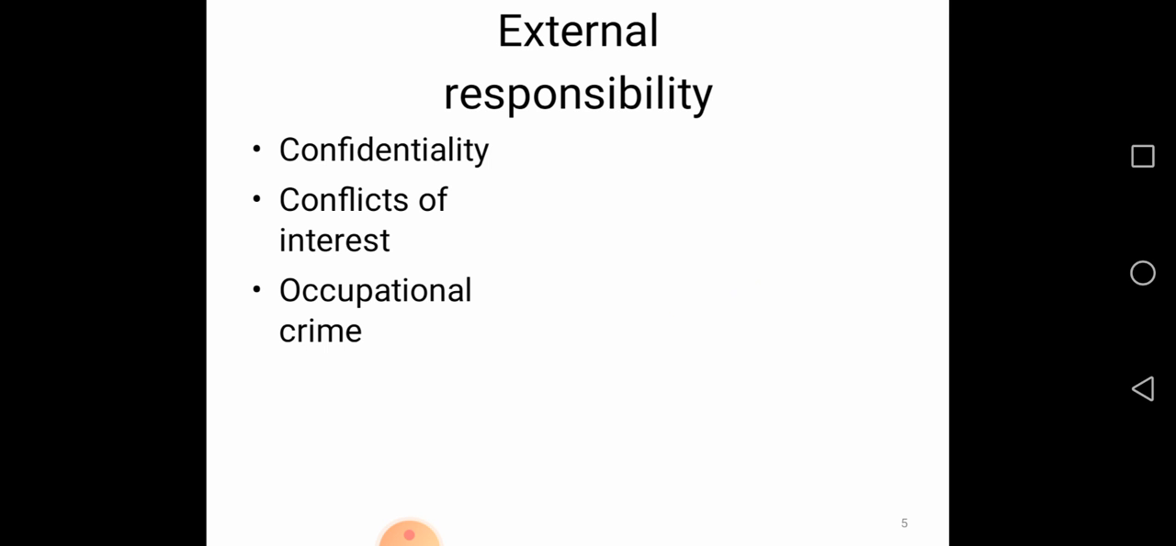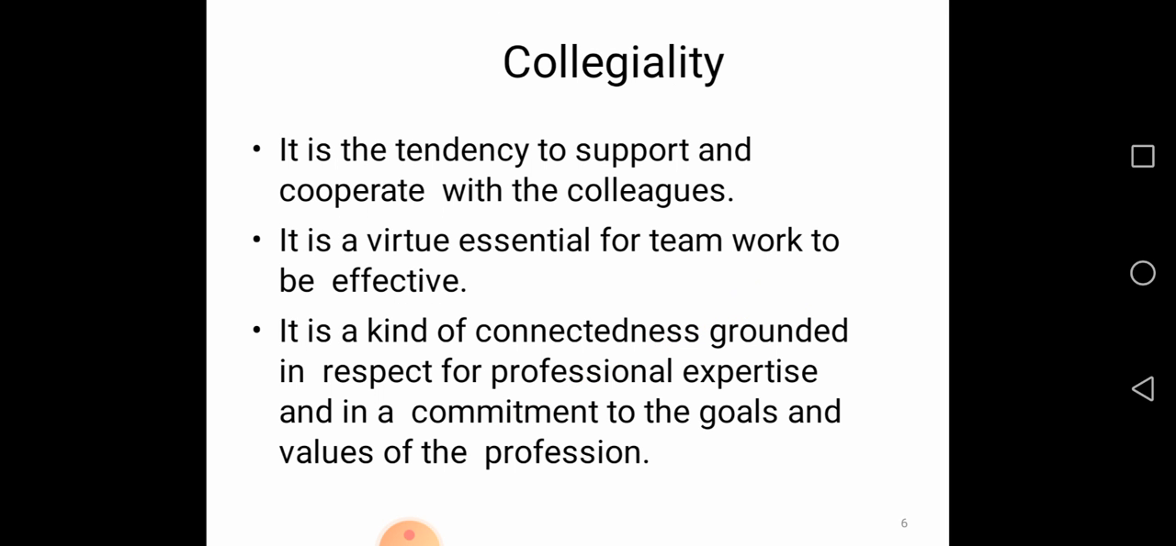Now, we'll start with the internal responsibilities of an engineer. The first one being collegiality, which means companionship among employees or individuals working within an institution or an organization. Now, it is also a tendency to give support and cooperation to the colleagues. As far as an organization or institution is concerned, teamwork is very important, and this factor collegiality is taken as one of the important factors for teamwork to be effective and successful.